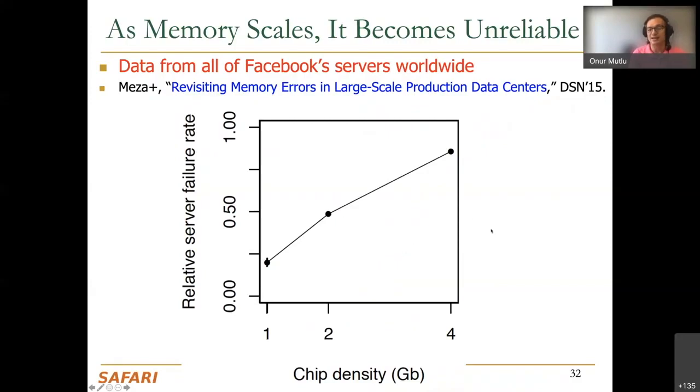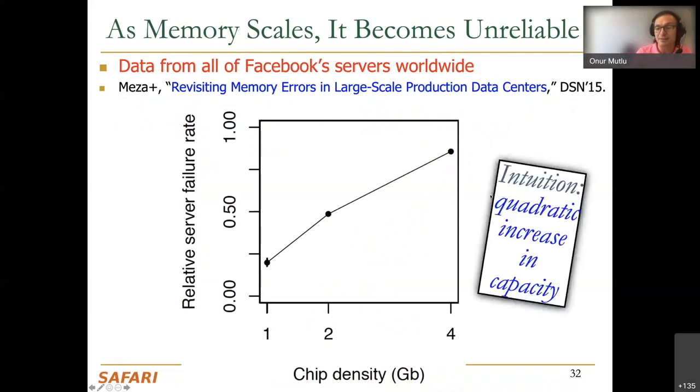This is data that we collected with Facebook over the course of 1.5 years. We analyzed all of the memory errors in Facebook's data centers, and we found out that memory reliability is reducing, and memory reliability is causing system reliability problems. Essentially, the chips that are denser have more errors. As a result, servers are failing more than before because they're employing these chips that are less reliable.